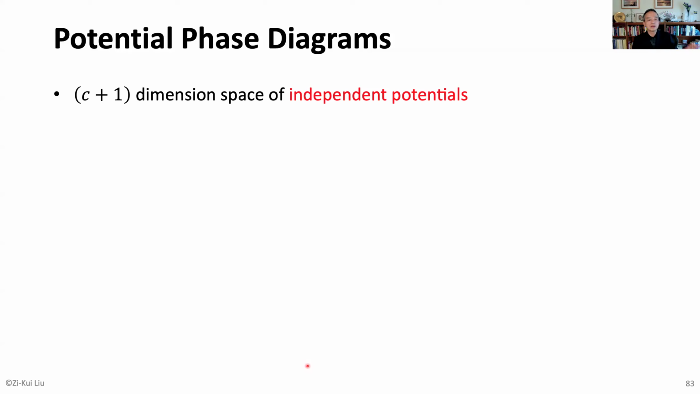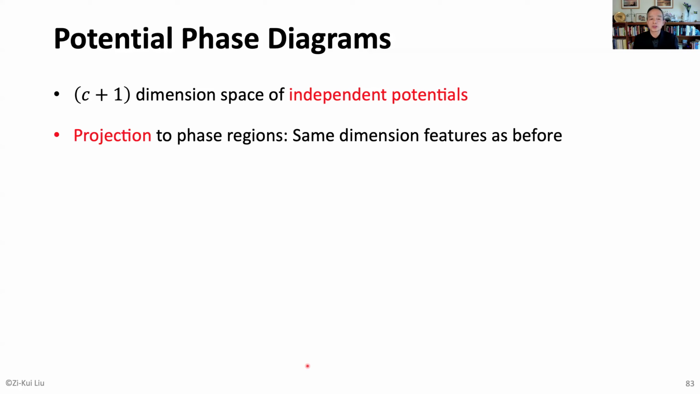Now remember that we have C plus 2 potentials, but one of them is dependent, right? We only have C plus 1 independent potentials. So we want to change from the C plus 2 dimension to the C plus 1 dimension. Because one of them is dependent, we can take any one of them and remove it by projection. So we project the phase regions into C plus 1 dimension.